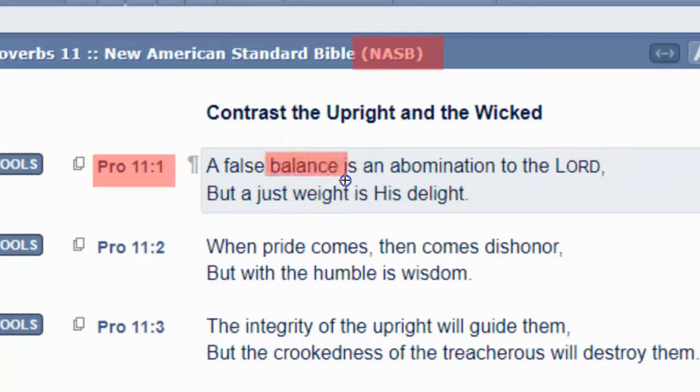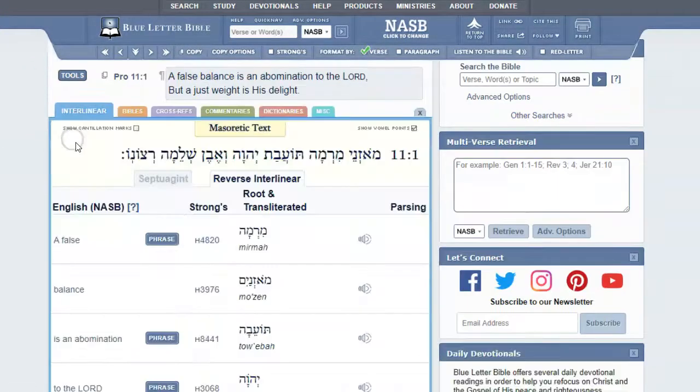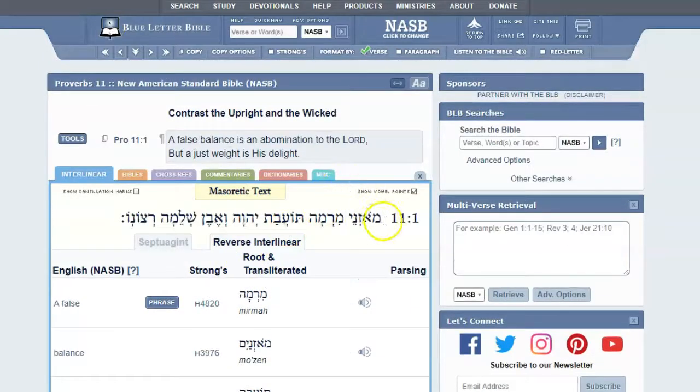So the word we want to look at is balance. We want to talk about the word balance. Now what we're going to do is click the word tools. What the word tools does is bring up the Hebrew. So here is the actual Hebrew phrase, the Hebrew verse.